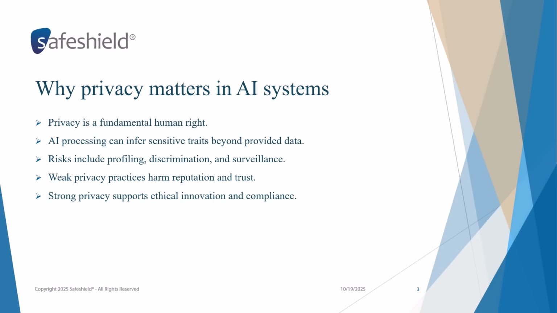Today's users are highly aware of their digital rights. They are more likely to engage with businesses that are transparent and respectful in handling their data. Privacy in AI also supports ethical innovation. By embedding strong protections from the start, organizations not only comply with laws, but also strengthen their ability to deploy AI responsibly. In short, respecting privacy in AI systems protects individuals, ensures compliance, and helps build sustainable business value in a data-driven world.